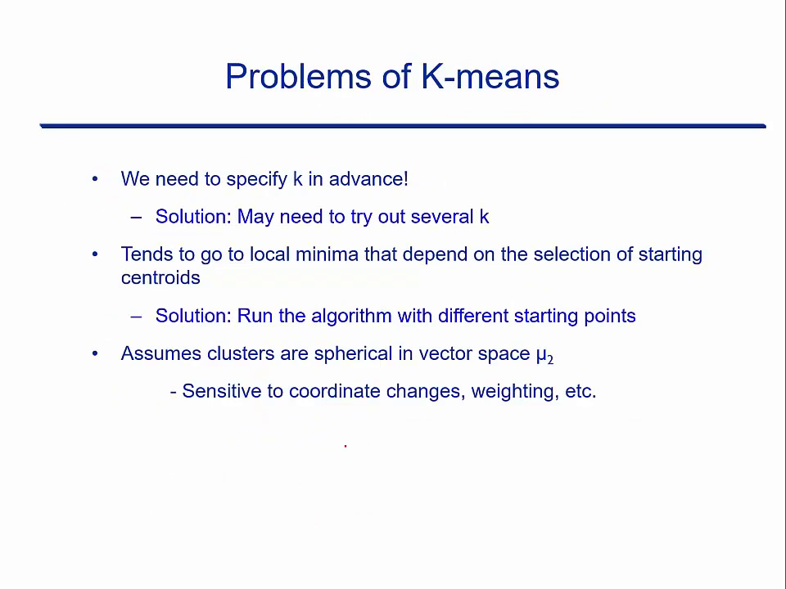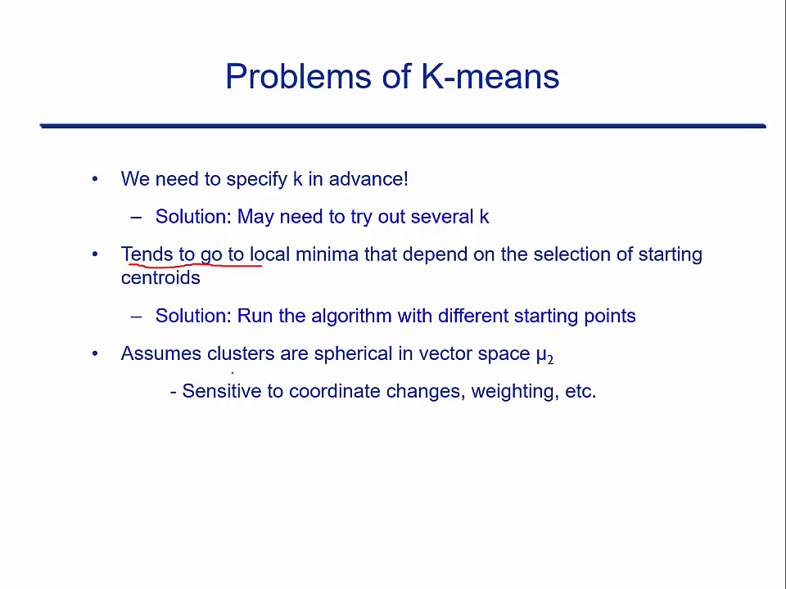Now the problems of k-means. The first one is we need to specify k in advance. So we don't know what is the best value for k. So we may need to try different values of k and then calculate the aggregate dissimilarity measure of the clusterings using different k's and find the best k value. And also k-means may tend to converge to a local minimum. That depends on the selection of the starting centroids. So the solution is to run the algorithm several times and take the best one.